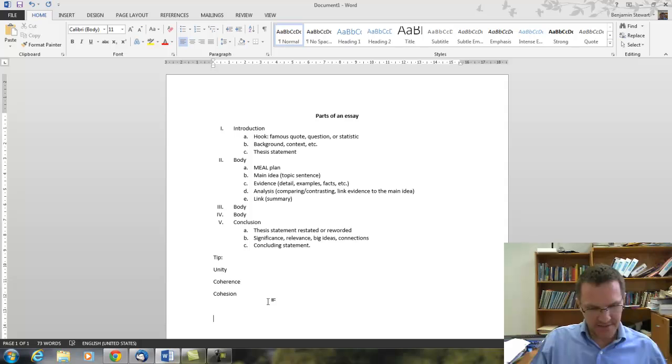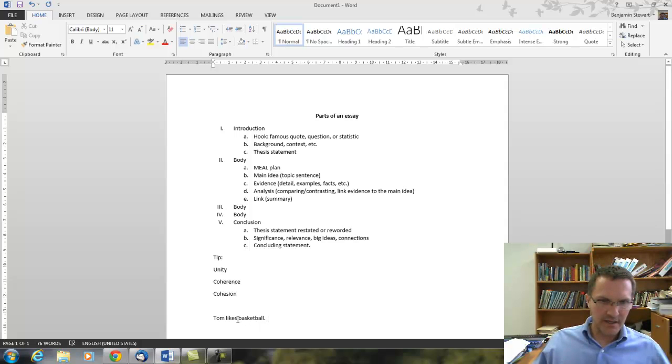So let's see this as an example. Tom likes basketball. So here's my first sentence. And from here I have basically two options with regard to rheme and theme. I can use the same theme, in this case Tom, or I can transition and change the rheme from this sentence, likes basketball, to the theme in the second sentence. So let's create a sentence here where I use the same theme. So the same theme would be Tom likes basketball.